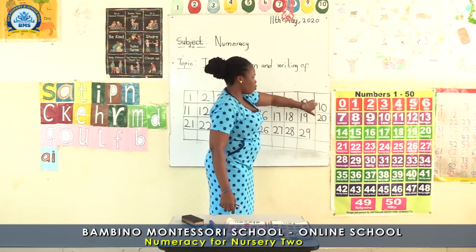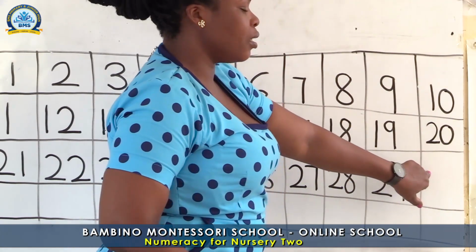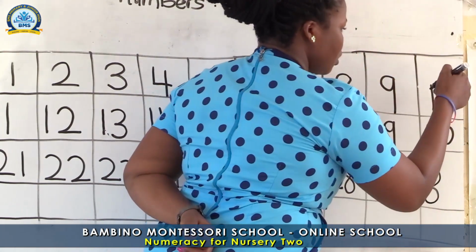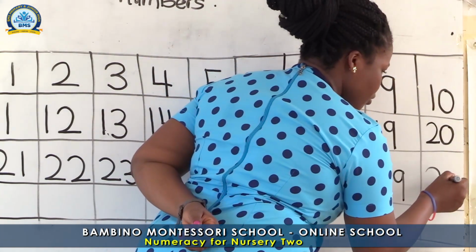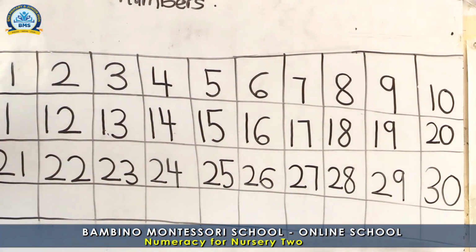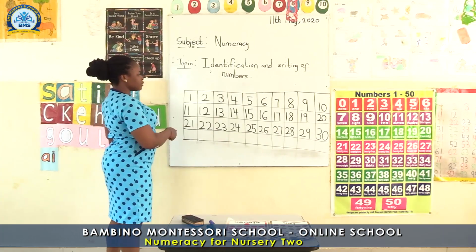What number is here? 1, 2. So the next number will be what? 3. So you write your 3 down. Then you bring the 0 down to get the numeral 30. Wow. Clap for yourselves. You are wonderful kids. Good. So now let's move on by counting our numbers.